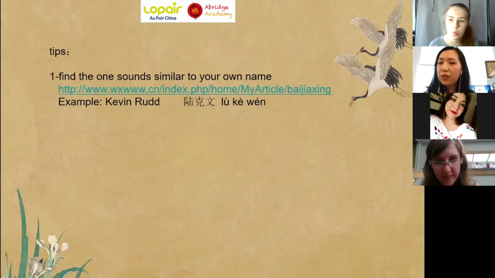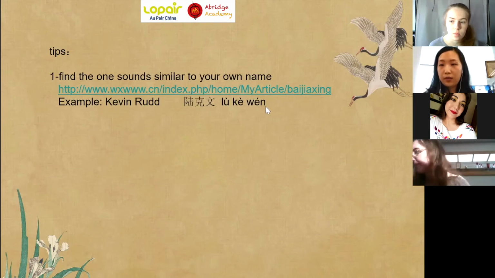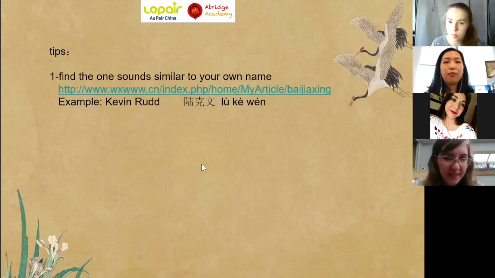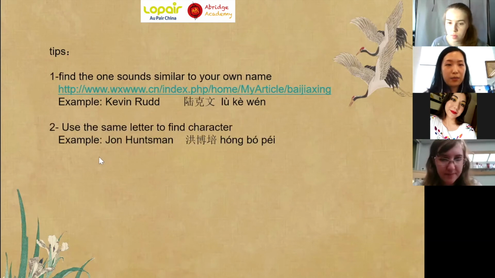You see, it's really similar pronunciation as his English name. His last name is Rood, so in Chinese, he makes a similar sound. And the given name is Kevin, and the Chinese given name is Kewen. So it's similar.